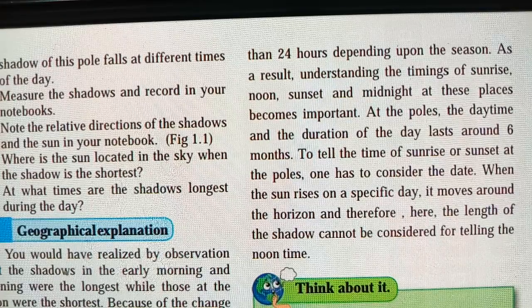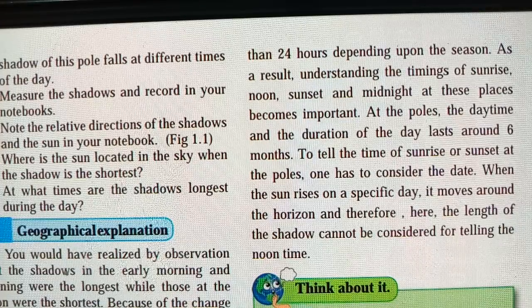As a result, understanding the timing of sunrise and noon and sunset and midnight at these places becomes important. So every place is having different sunset, different sunrise and different midnight because of the north pole and the south pole, because every place is having different times and location. At the pole, the duration of the day lasts around 6 months. So one day, the daytime takes at least 6 months to stay at one place.